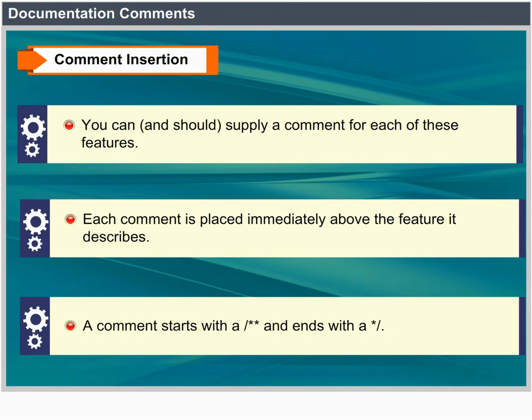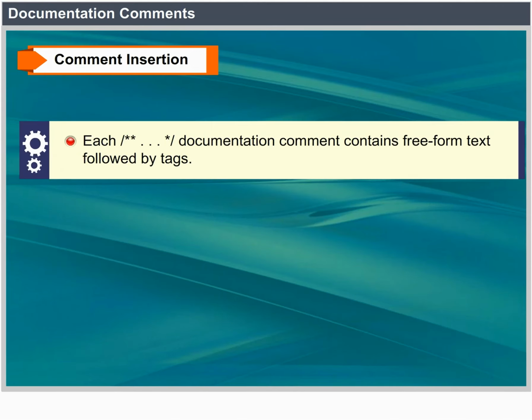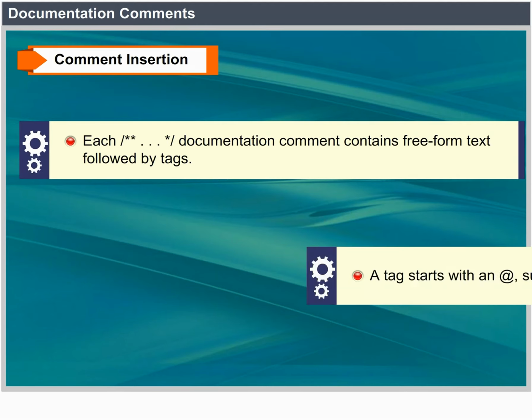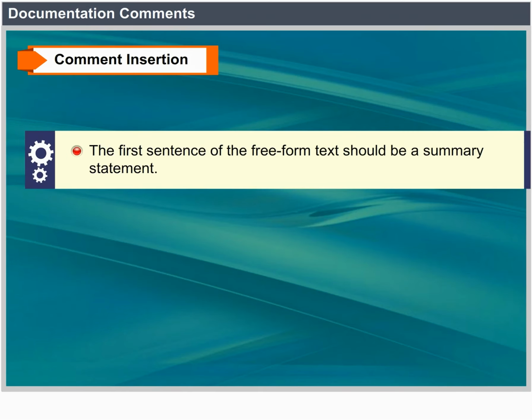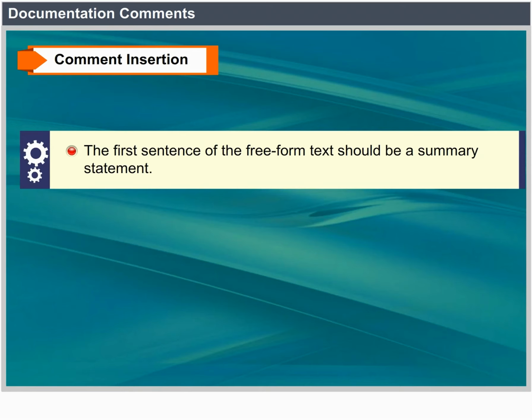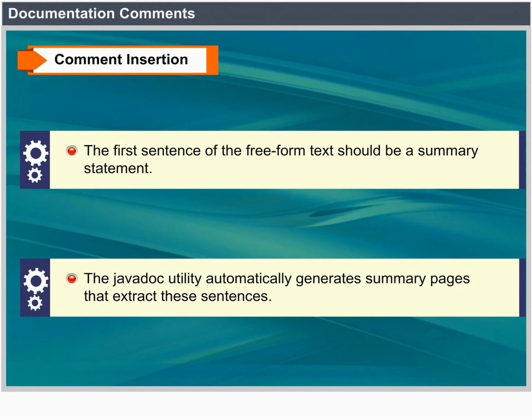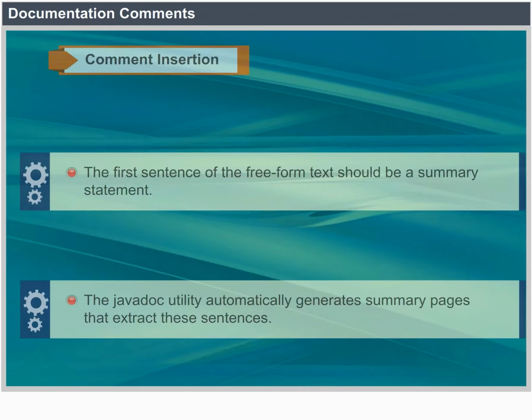A comment starts with /** and ends with */. Each /** ... */ documentation comment contains free-form text followed by tags. A tag starts with an at sign such as @author or @param. The first sentence of the free-form text should be a summary statement. The JavaDoc utility automatically generates summary pages that extract these sentences.